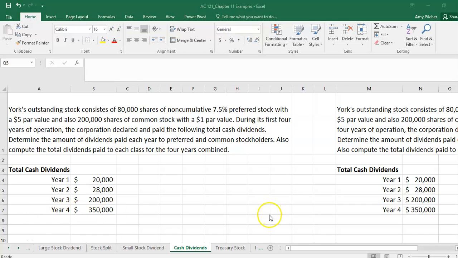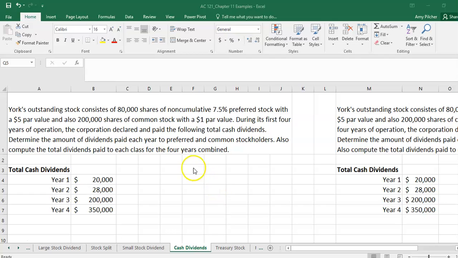This example looks at cash dividends when we have both preferred stock and common stock. Preferred stock has preferential treatment in receiving dividends. They have guaranteed dividends, while common stockholders do not have guaranteed dividends. So they will only receive dividends after the preferred shareholders have been paid.